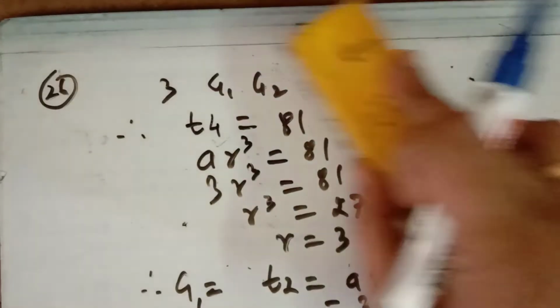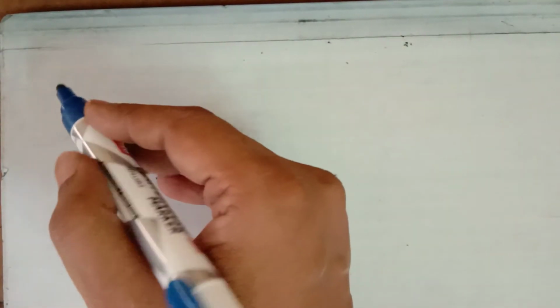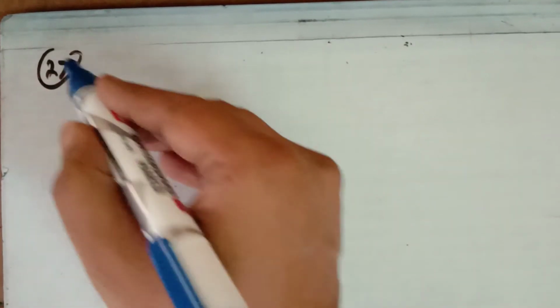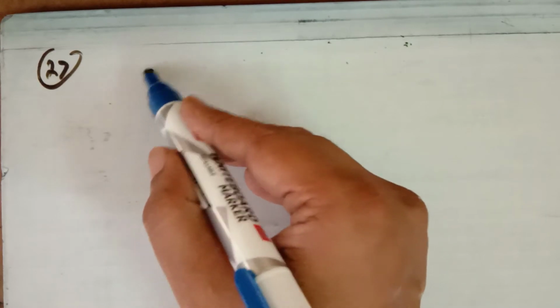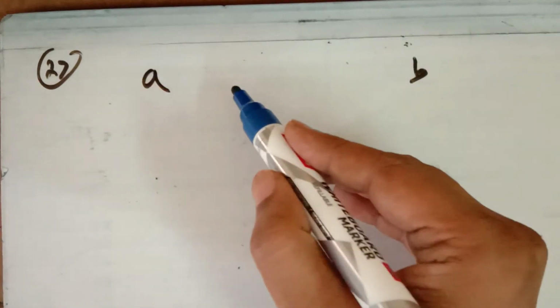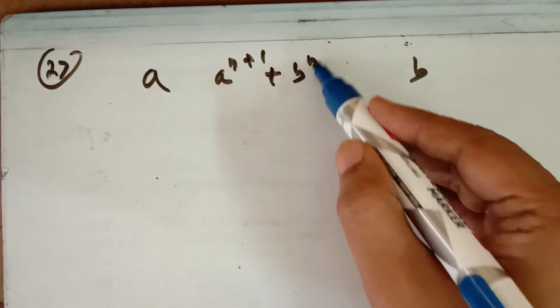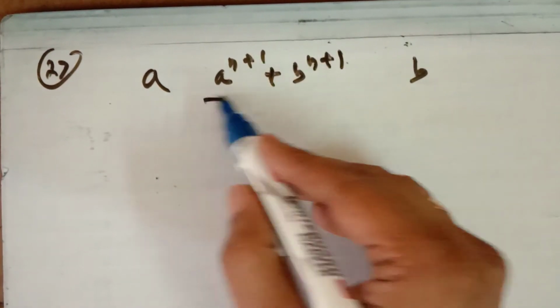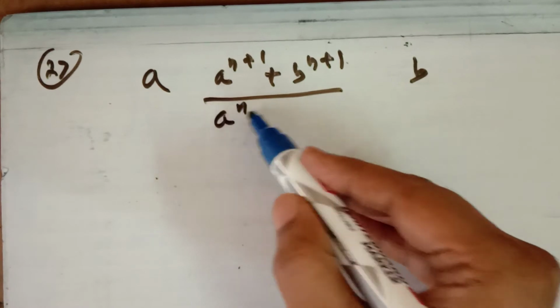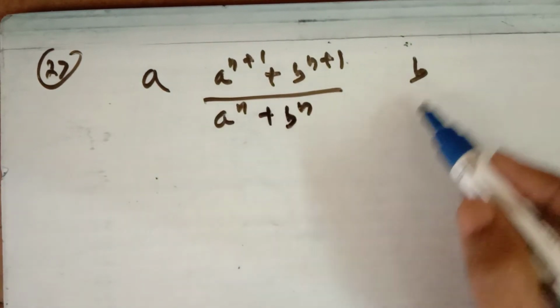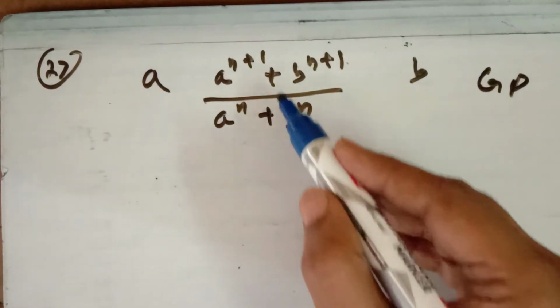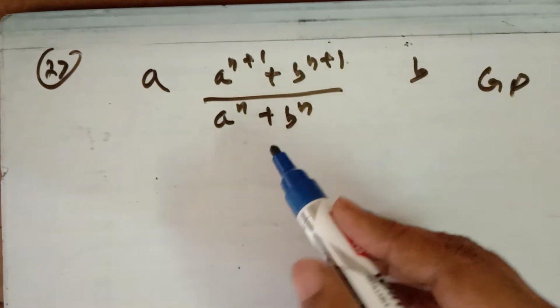Now, in question number 27, this type of question you have also done in the last exercise of AP. It is given that between the two numbers A and B, (Aⁿ⁺¹ + Bⁿ⁺¹)/(Aⁿ + Bⁿ) is in GP. Or we can say that this is the geometric mean between A and B.